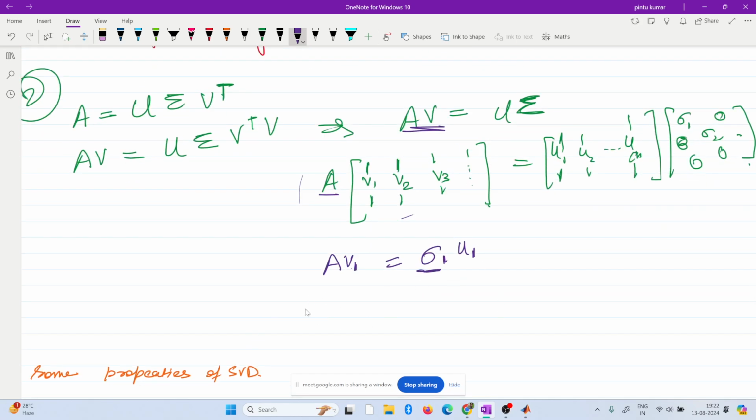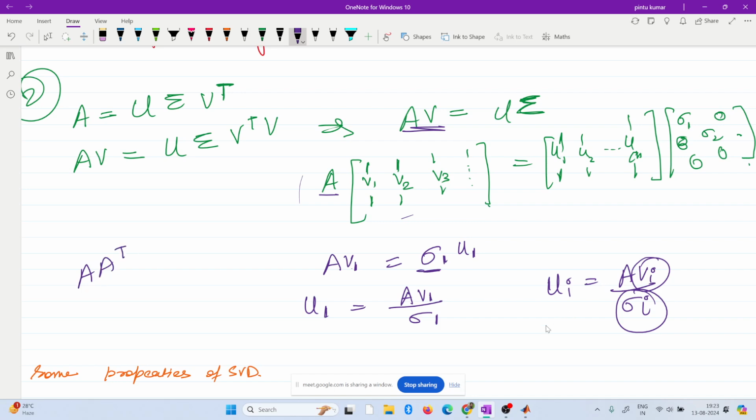So from here you can obtain that U1 is AV1 divided by sigma 1. Or similarly, Ui is nothing but AVi divided by sigma i, right? You can obtain this. So once you have obtained Vi and sigma i, rather than calculating the eigenvalues and eigenvectors for your A transpose, you can straight away plug it into this formula and obtain the U matrix.